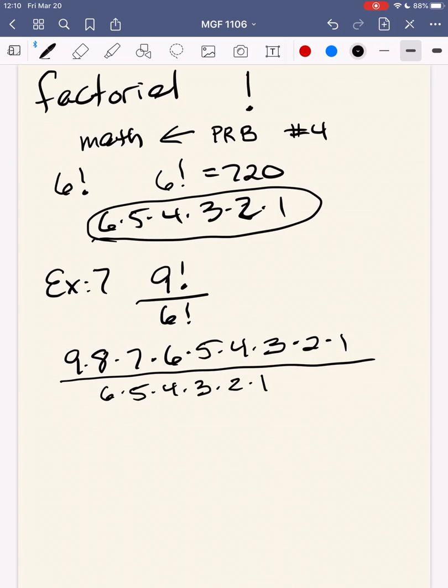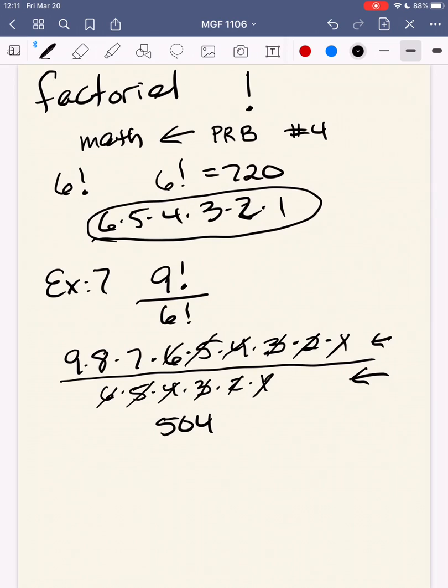And anything that's equal in the denominator and the numerator can be canceled as long as everything's being multiplied, which is totally true. So I can cancel out all the denominator and only have 3 numbers left in the numerator. Okay, which is 9 times 8 times 7, which gives me 504.